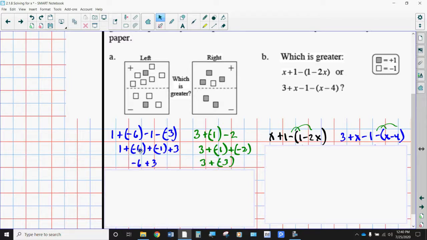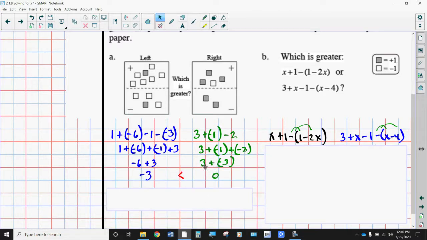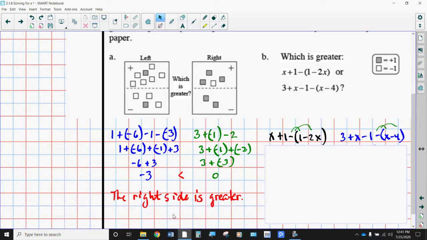And now combining like terms, it looks like the 1 and the -1 cancel each other out because they make a 0 pair. So you're left with the -6 plus the 3. And on this side, you get your -1 plus your -2 makes -3. And you see what's going to happen there. You're going to eventually have 0 because 3 plus -3 is 0. And here you got more negatives and positives. -6 plus 3 is -3. -3 is less than 0, that means that the right side is the greater side.